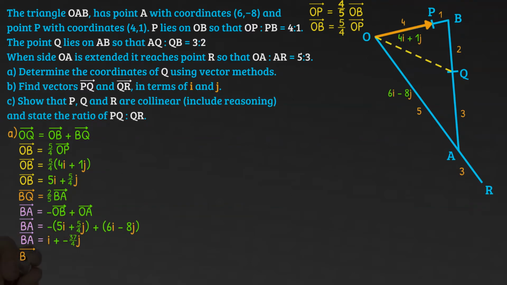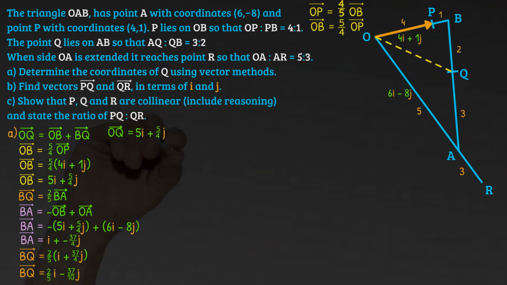and then we can work out BQ by putting that value in for BA, and we get 2/5 of i minus 37/10 of j. So now we can work out OQ by substituting in the values for OB and BQ, and we get 27/5 of i minus 49 over 20j. So the coordinates of Q are going to be 5.4 and minus 2.45.